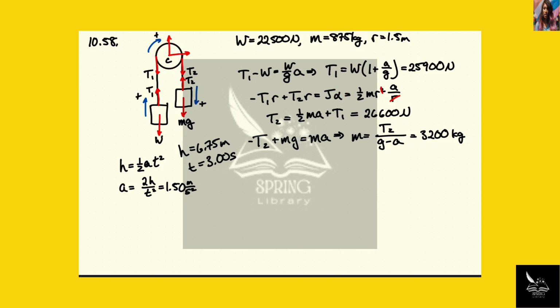Now, we're asked how much the counterweight would have to weigh. So we can do a little free body diagram of the counterweight. We get minus T2 plus mg equals ma, and that means m equals T2 over g minus a. We have everything here, and we get that the mass would be 3,200 kilograms.